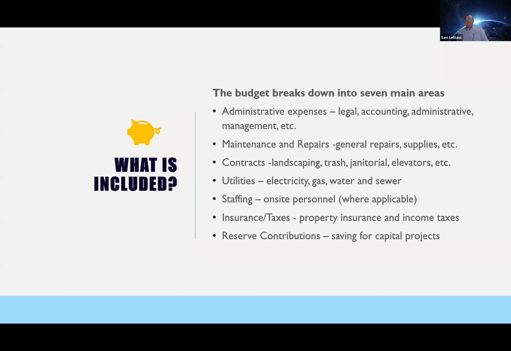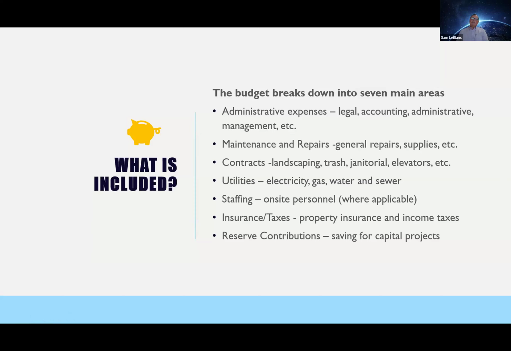Utilities: electricity, gas, water, and sewer. Staffing: not all buildings have staffing, but if you do, then this is going to be a section in your budget. Insurance and taxes: that's your property insurance and any income taxes you may need to be paying. And then, of course, your reserve contribution. This is saving for capital projects, and again, this is one of the things required by the bylaws for the board to save. So those are the 7 main areas that these break down into.